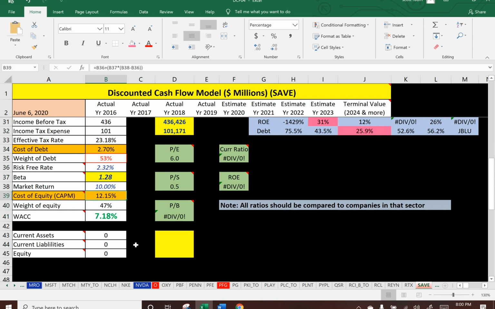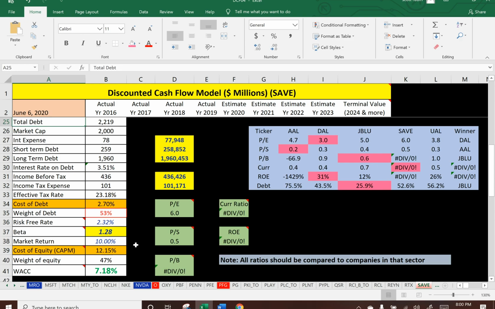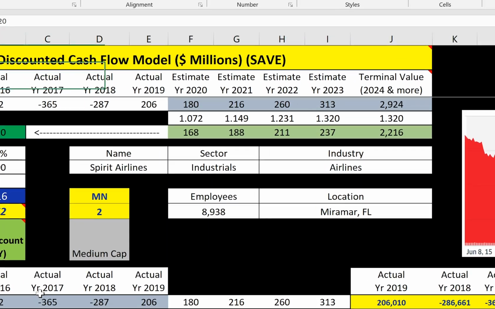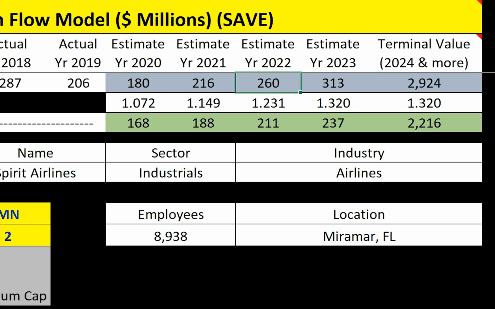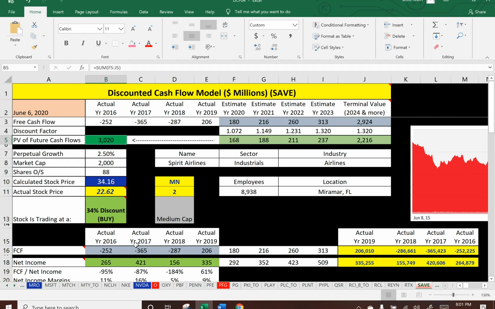And in order to calculate the weighted average cost of capital, we have to combine the cost of equity, which is 12.15%, and the cost of debt, 2.7%. And we get a 7.18% WACC. And that's what we have to discount the future free cash flows by. And we estimated 4 years of free cash flow. Then we did a terminal value, which is all years after year 4. Then we discounted those numbers back to today, and we get a value of the company of $3 billion.